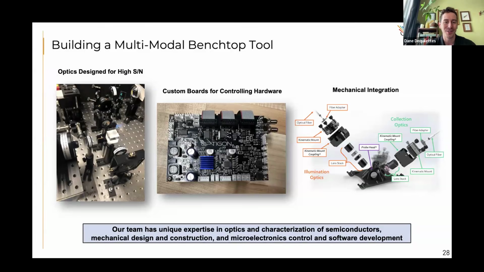And I just want to highlight some of the unique expertise that we have, all the way from optics to electrical engineering to mechanical design and construction. So we've custom made parts for both excitation and detection for these different measurements, ensuring really high signal to noise. We've also designed our own custom boards for controlling a lot of the hardware, motors, neutral density filters, shutters and things. And then also, how do we integrate all these components to actually make a tool that's going to be able to measure all these in a really user-friendly way?